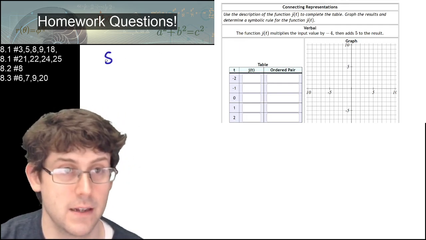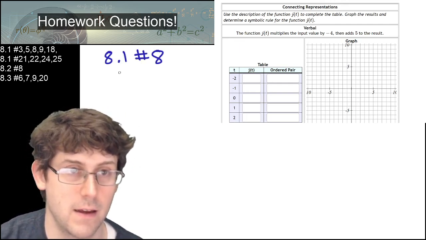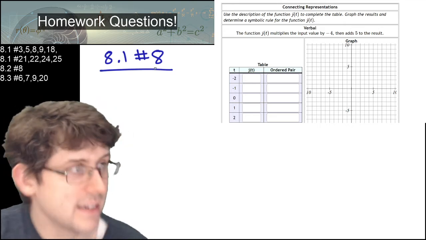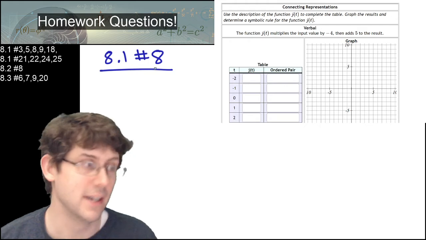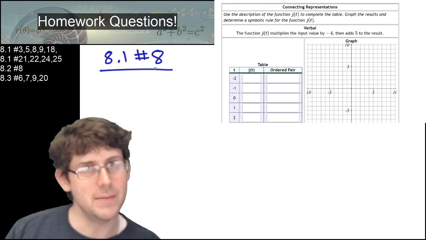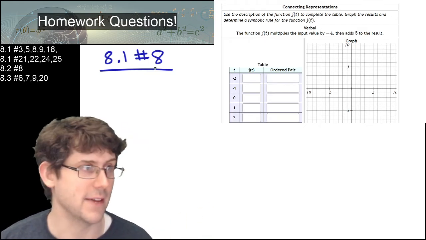8.1, number 8. Number 8 says, take the description of the function, it's like a rule written out in English, and process it. Make it into a table and make it into a graph. Let's see how that works.